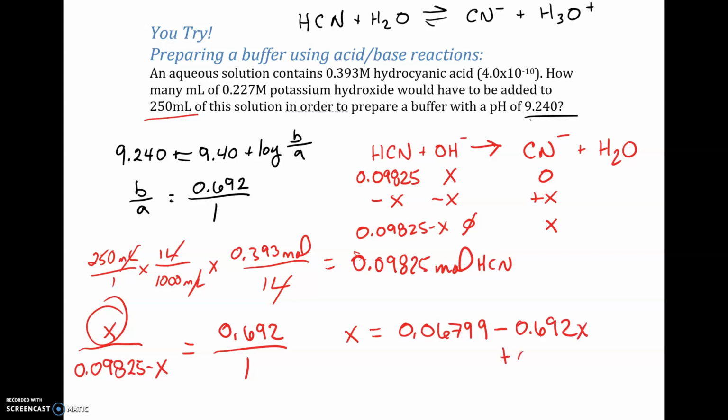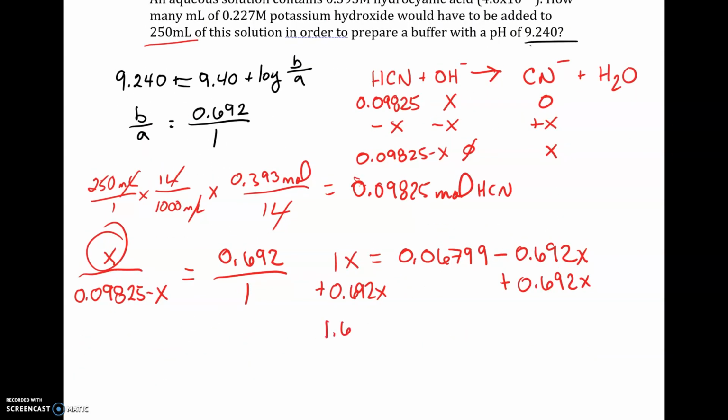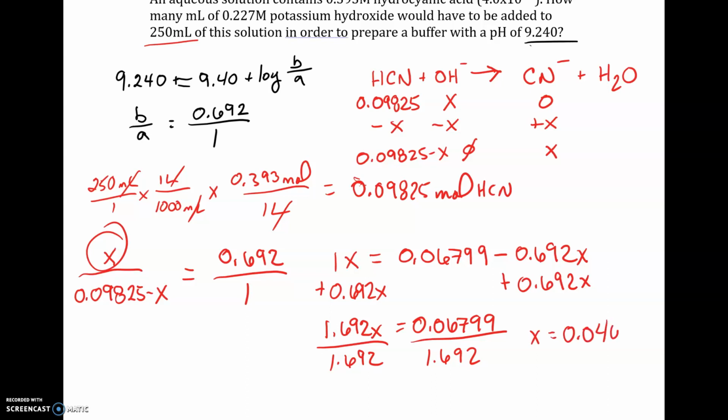I can combine like terms. Remember, X is 1X. I'm just going to scroll this a little bit. So I've got 1.692X equals 0.06799. So I'm going to divide both sides. And X equals 0.0402. This is your moles of hydroxide. This is the moles of hydroxide that you had to add.